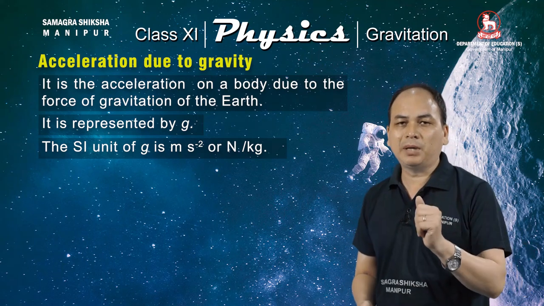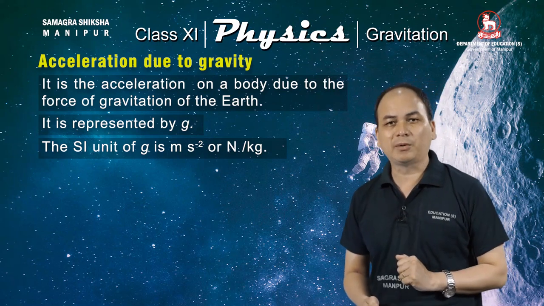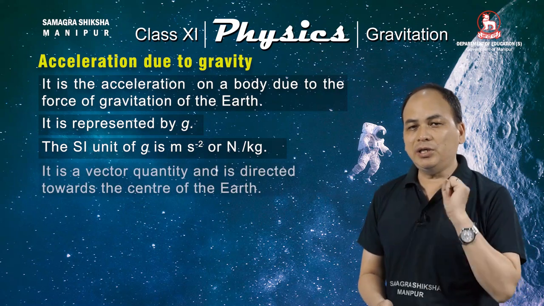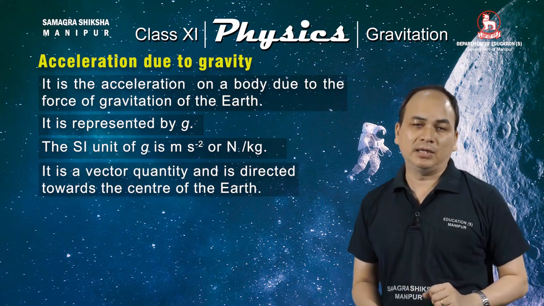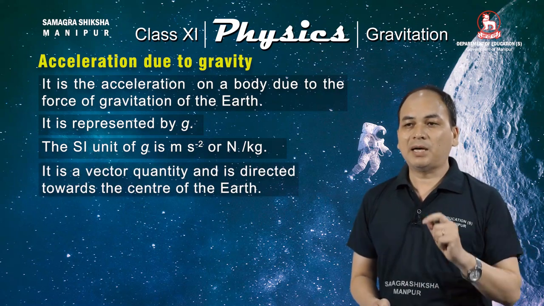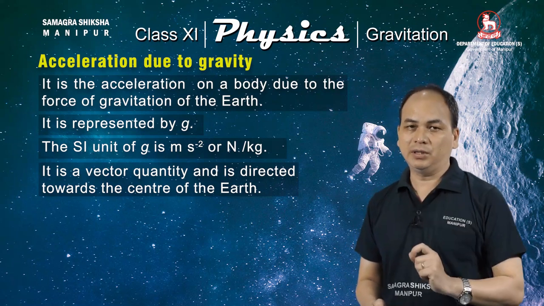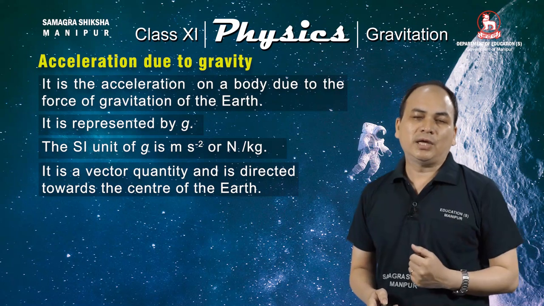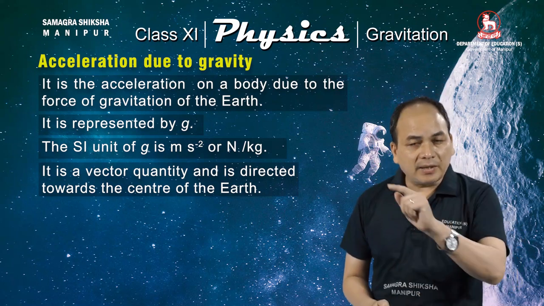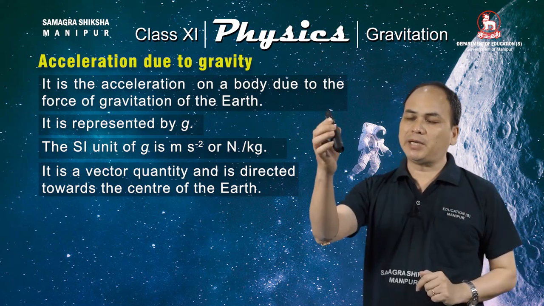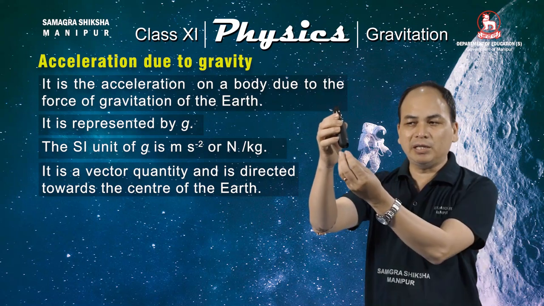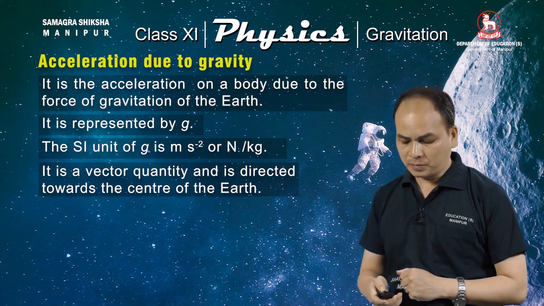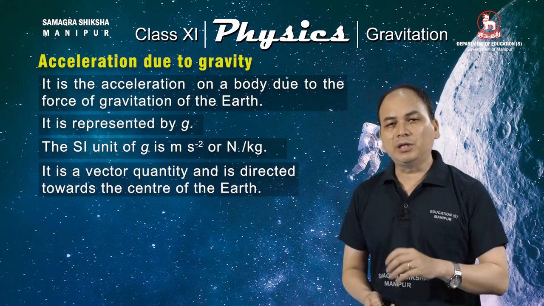Sometimes it is also written as newton per kilogram. Next, g is a vector quantity. It has a direction, and it is always directed towards the center of the earth. Wherever the object is, it is attracted and g is directed towards the center of the earth.